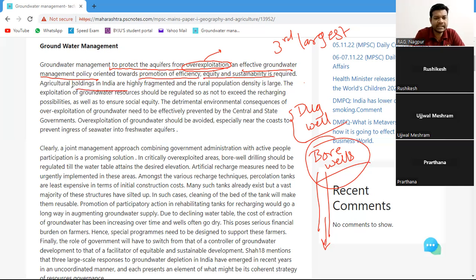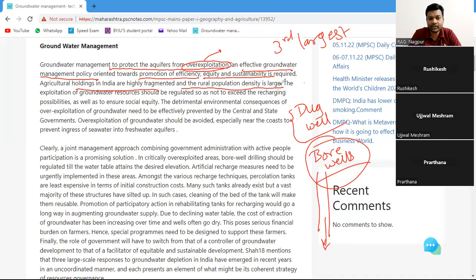Now, agricultural holdings in India are highly fragmented and rural population density is large. Earlier, agriculture used to be based only on rainwater. But now agriculture is majorly based on groundwater. Each and every farmer has large capacity pumps, and they pull out as much water as they can and spread it on their fields.